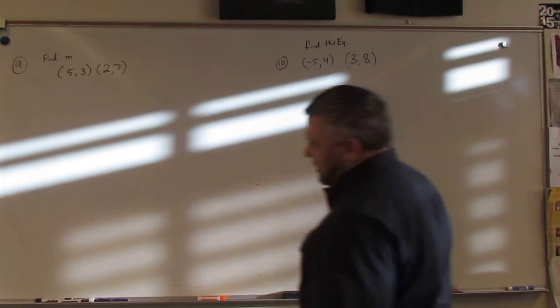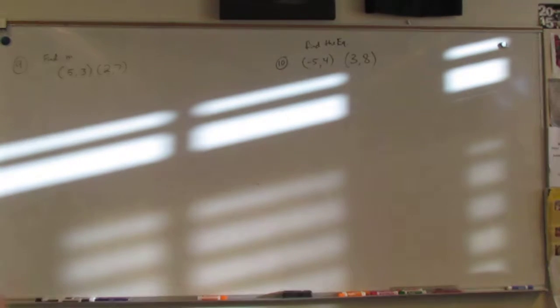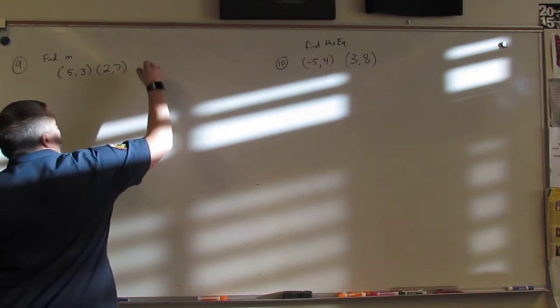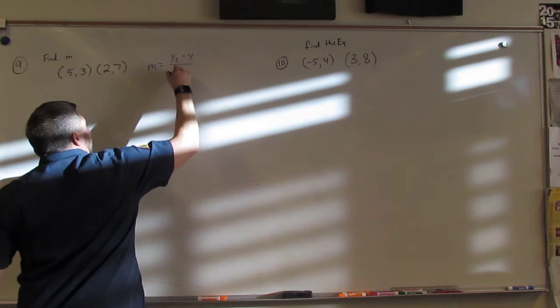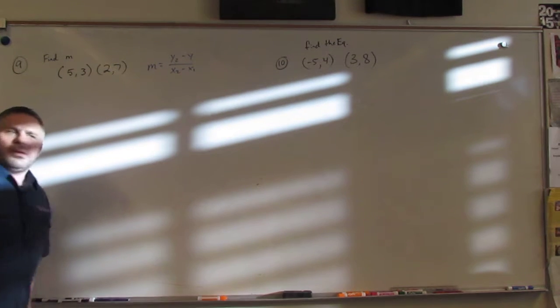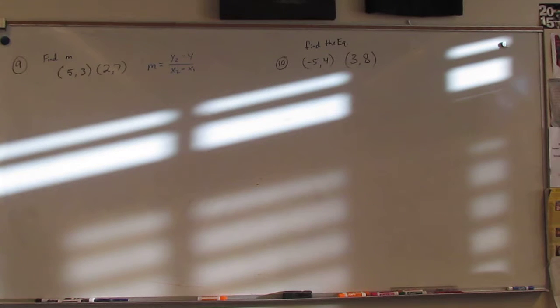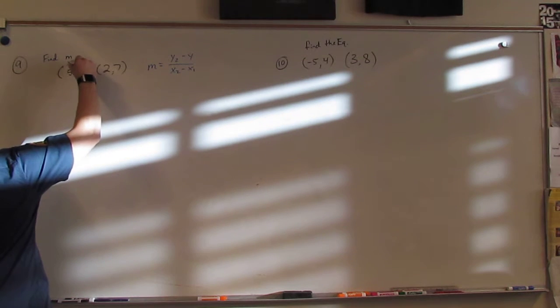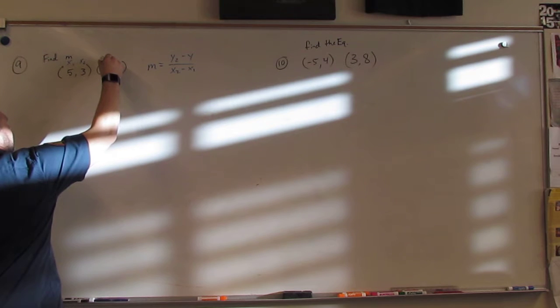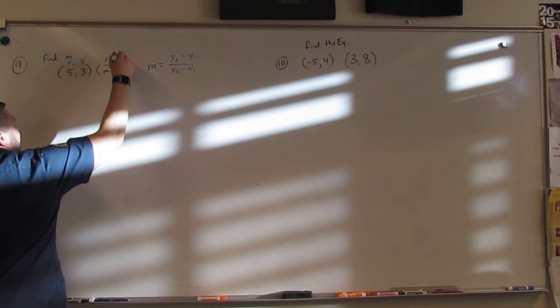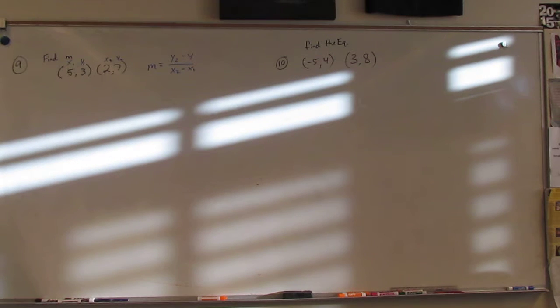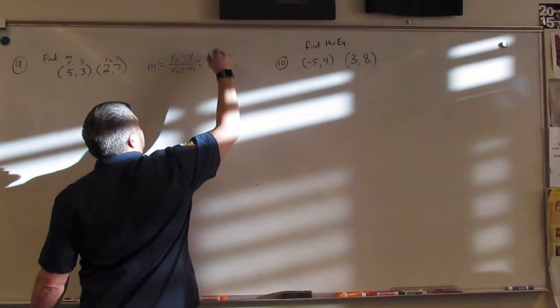Alright, number 9. It says find the slope. Now, the equation of a slope, m equals y sub 2 minus y sub 1 over x sub 2 minus x sub 1. Okay? Obviously, we've got x1, y1, x2, y2, right? And you can plug it into that formula. But there's an easier way, because this formula could also look like this.